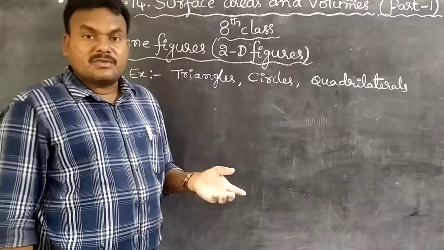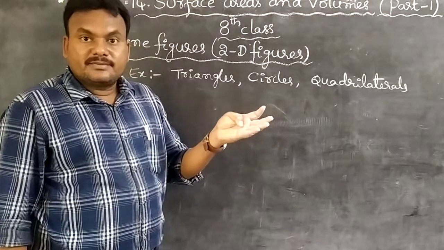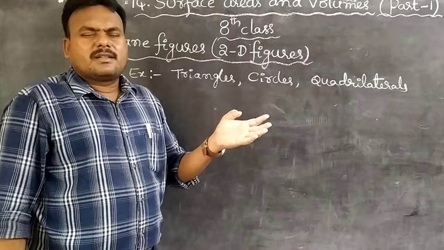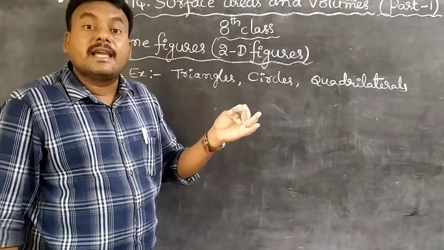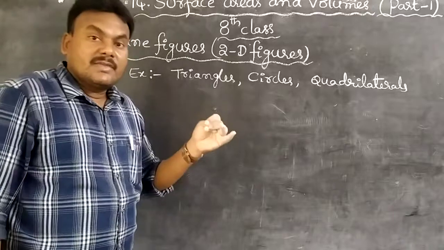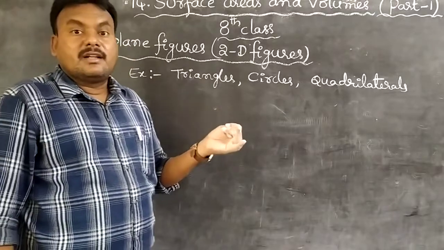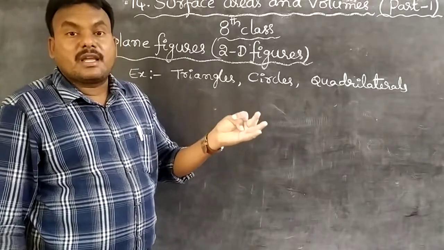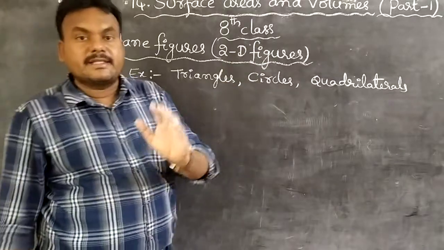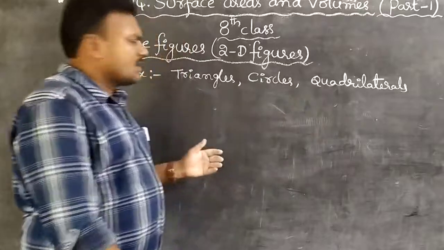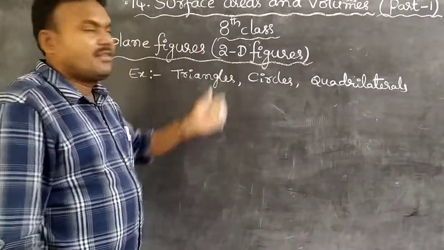In triangles also 6 types are there. You know very well. First one is isosceles triangle, equilateral triangle, next scalene triangle. Another way, acute triangle, obtuse triangle, right angle triangle. So 6 types are there regarding angle-wise and side-wise. So any type of triangle is a 2D figure, students.